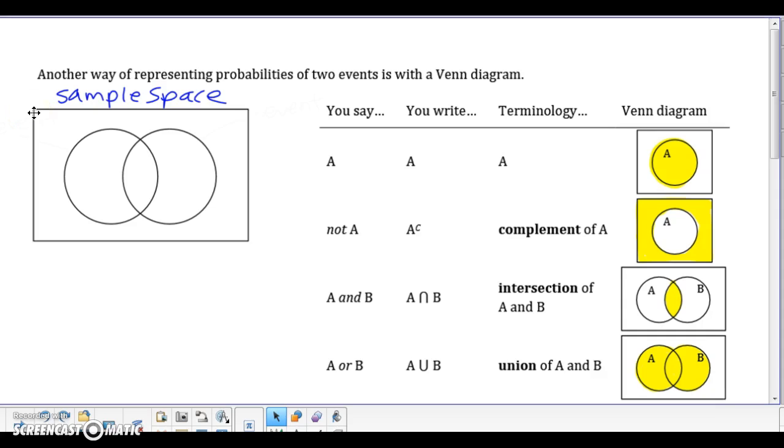Now, in this case, we're only dealing with 2 events. It's possible to use Venns for more than 2, but after 2, it really becomes a lot easier to use a tree diagram, which we're going to talk about more in next class. So in this case, we're only going to be working with 2.